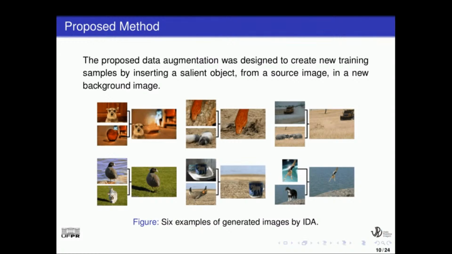Here are 6 examples of images generated by our method, where the top left image is the original image and the bottom left image is the source background image. The source background image has its object removed and then combined with the source object on the top left, creating the image on the right.